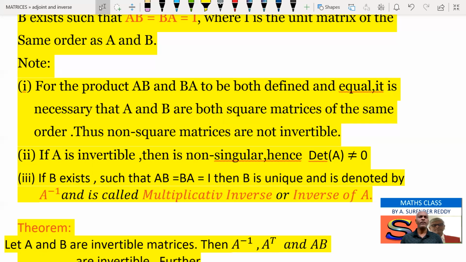You can remember, only square matrices are invertible. If A is invertible, then it is non-singular. That is, determinant of A is not equal to 0, then only it is invertible. Only non-singular square matrices are invertible.